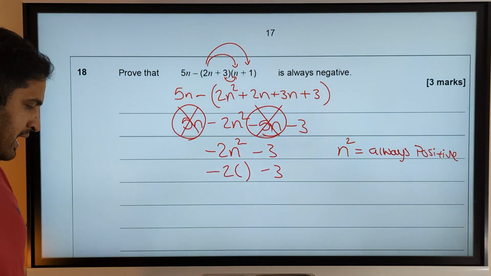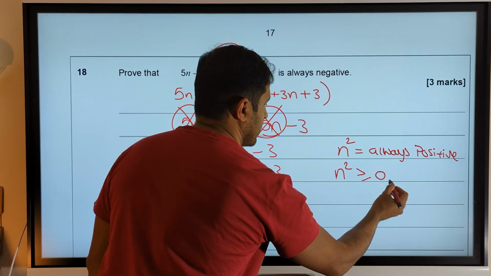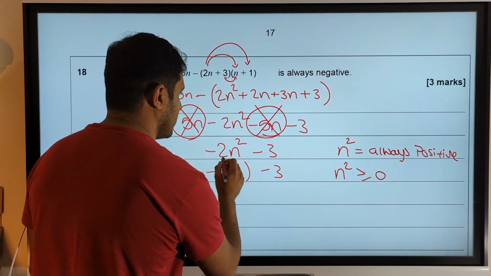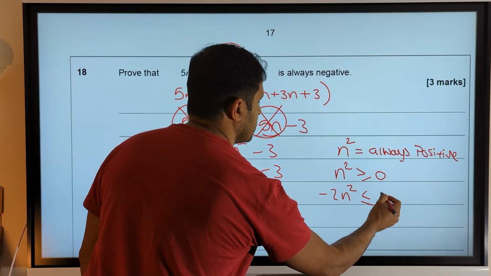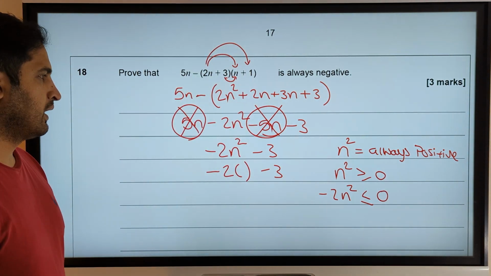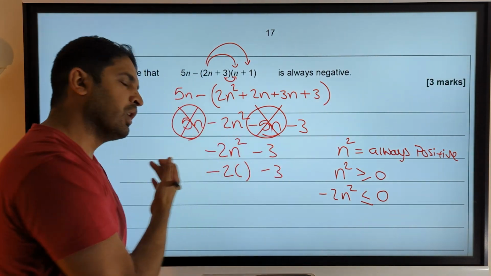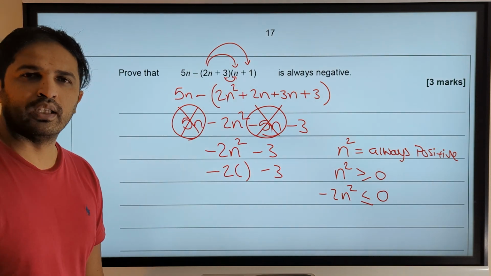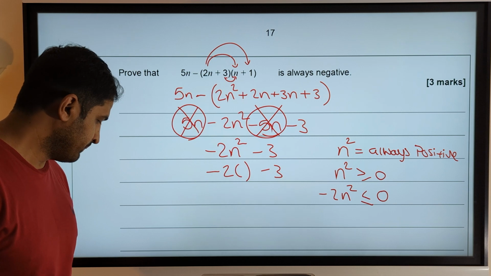3 marks for that. Nothing more than this. n squared is always going to be greater than or equal to 0. That means negative 2n squared is always going to be less than or equal to 0. And that means overall, the biggest number you can get is negative 3. Nothing bigger than negative 3.